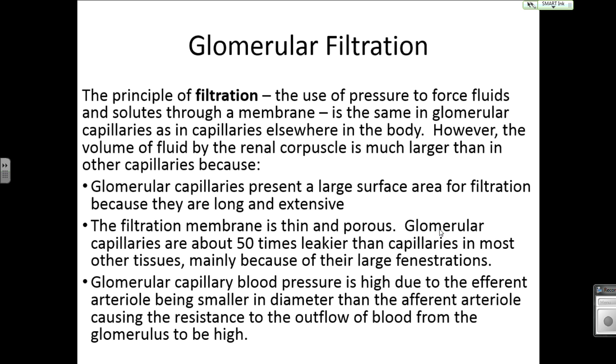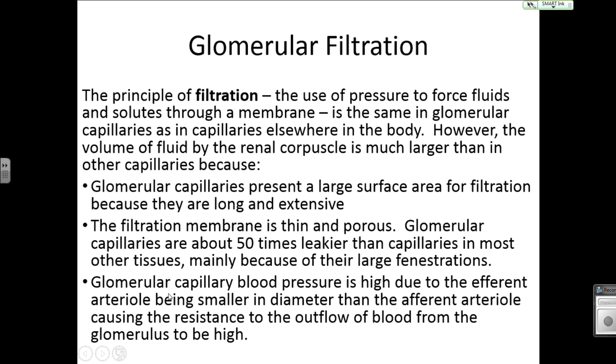The capillaries here have a large surface area, which provides a lot of ability to pull stuff out. The filtration membrane, like I said, is really leaky, 50 times leakier than most of our capillaries. The other capillaries that we talked about this semester are called sinusoids, which were found in your spleen and bone marrow. They had huge holes that allowed blood cells to pass through. That's not what we're talking about here. These were the ones in the middle.